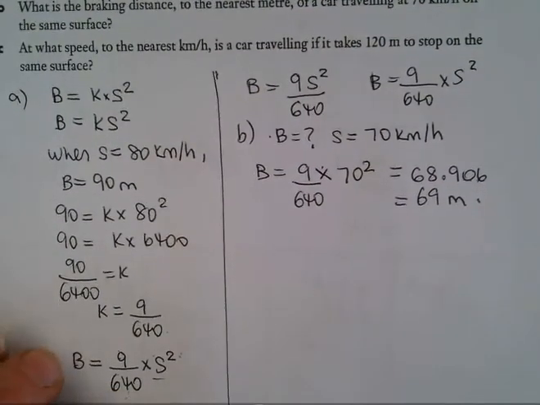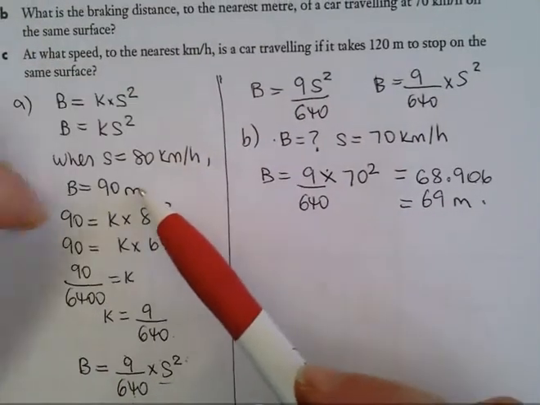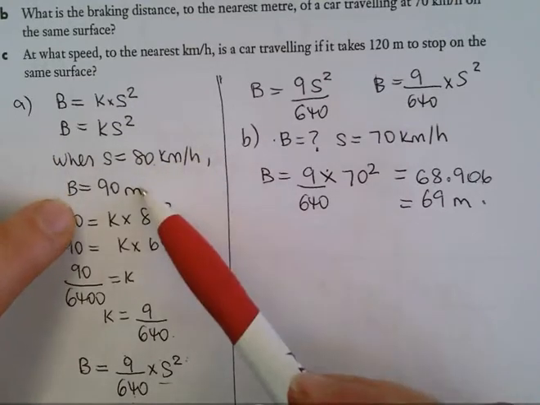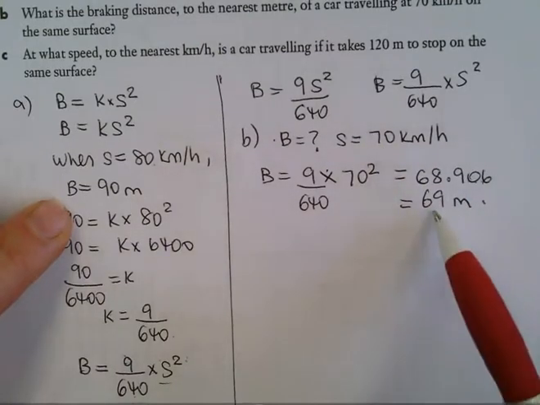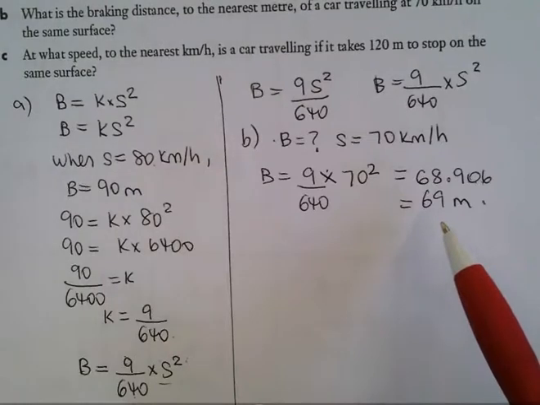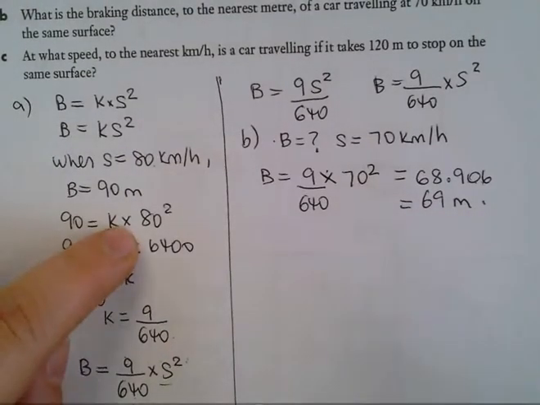Now let's just see that this makes sense. When you're traveling at a faster speed, braking distance should be longer. So traveling at 80 kilometers an hour, braking distance is 90 meters. Traveling at 70 kilometers an hour, if you're going slowly, the distance that you take to brake should be shorter, is 69 meters. So that does look correct.